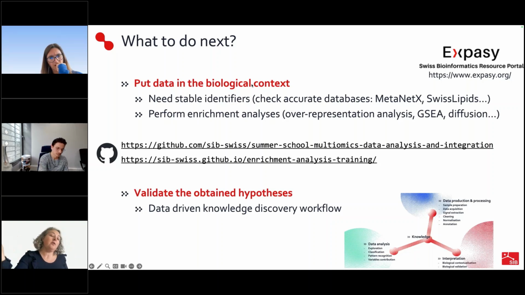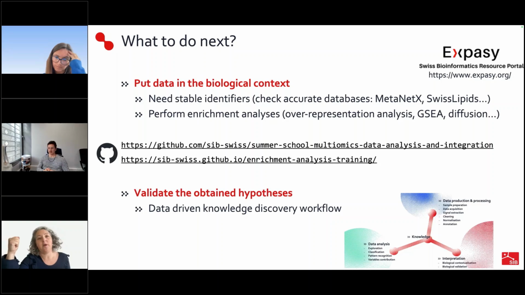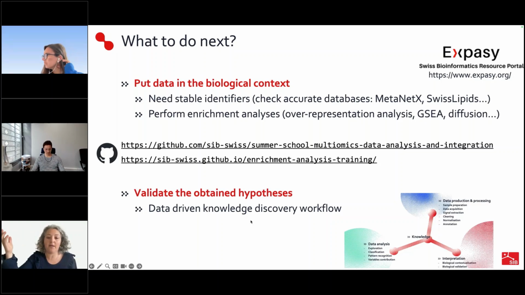And then when you have new hypotheses, you have a lot of different pathways or molecules that were deregulated. You have to validate the obtained hypothesis. As you went from a large amount of data, you were acting like a funnel, and then you have a set of variables that seems to be important, and you will go again into the experimental part and try to validate those discoveries.